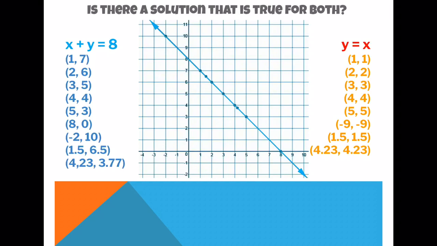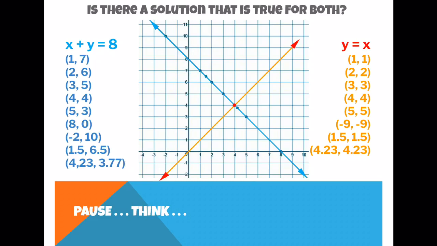And then we have y equals x. And these are some of the solutions for y equals x. And if we graph y equals x, we can see the infinite number of solutions. So graphically speaking, is there a point that you can identify right away that solves both of these equations?